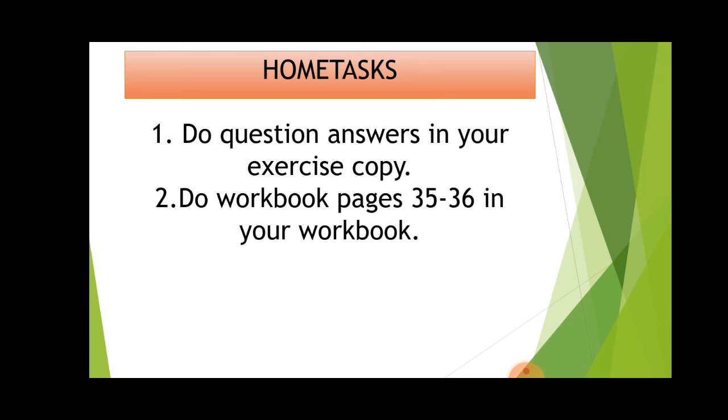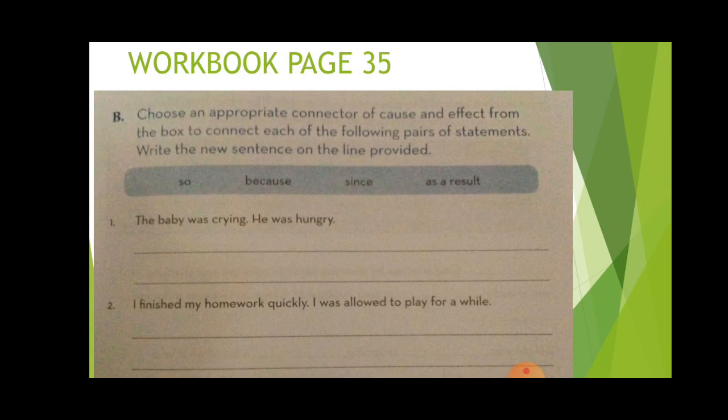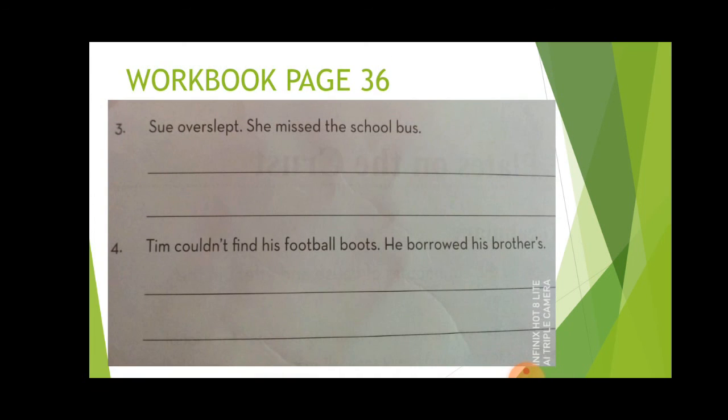So, this is exercise A of the workbook, and it says, underline the connectives of cause and effect in the passage below. You read the passage and underline the connector. And then exercise B says, choose an appropriate connector of cause and effect from the box to connect each of the following pairs of statements. Write the new sentence on the line provided. And the connectors provided are so, because, since, as a result. And there are 4 sentences which you need to do. So this is the home task.